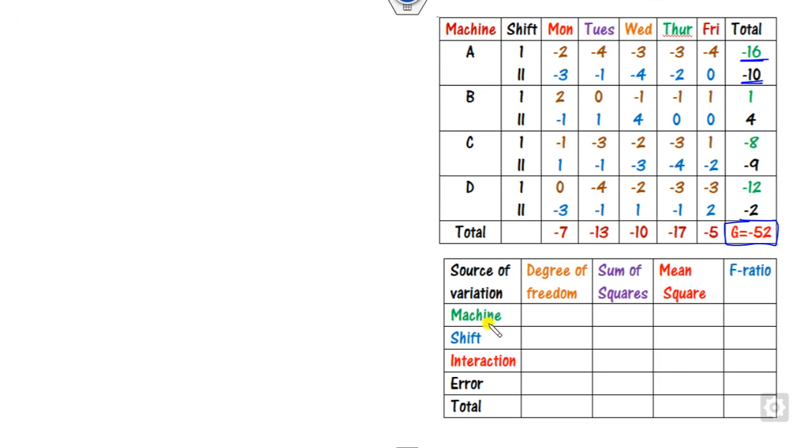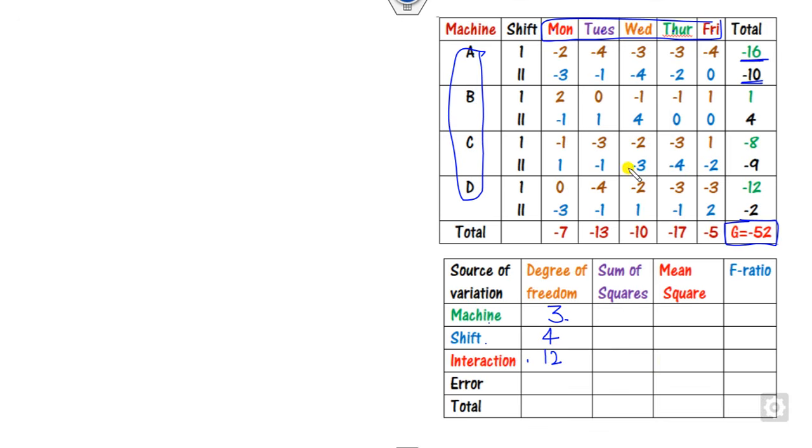How do you find the degree of freedom? How many machines are there? There are 4 machines. Degree of freedom is 3. How many shifts are there? 1, 2, 3, 4, 5. You can see there are 5 weeks. So 5 minus 1 is 4. The interaction is my 3 into 4, which is 12.